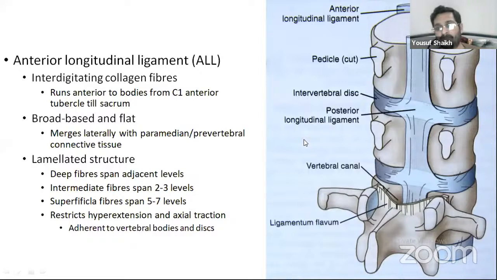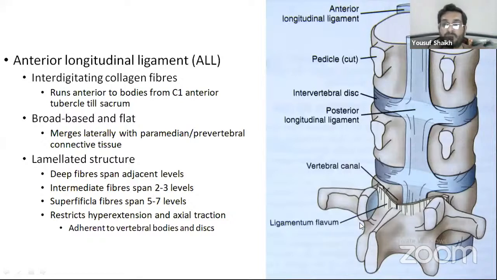If we talk about the ligaments which contribute to the stability of the cervical spine, these include the anterior and posterior longitudinal ligament. The anterior longitudinal ligament is quite a thin, broad sheet that runs along the anterior border of the cervical spine. And this anterior longitudinal ligament in turn has deep fibers, intermediate fibers, and superficial fibers depending upon the number of levels it extends vertically. The major objective of ALL is that it tends to restrict hyperextension and axial traction, and it is adherent to the vertebral bodies as well as the disc space.